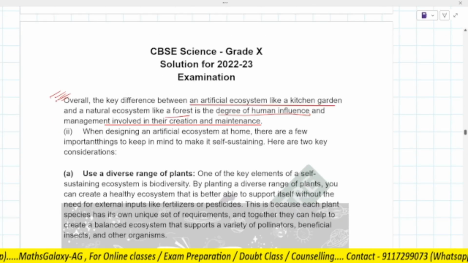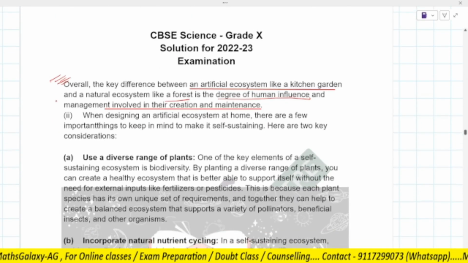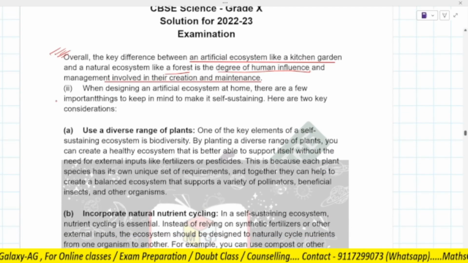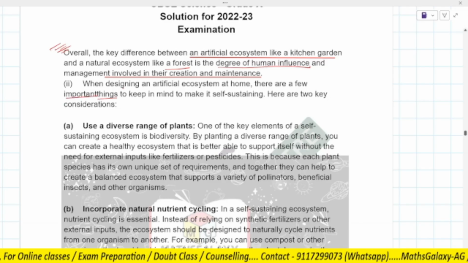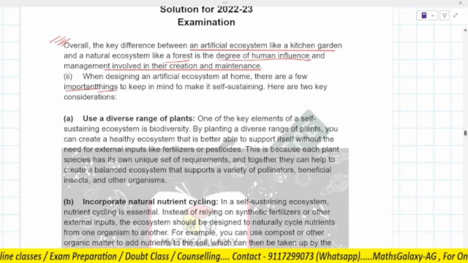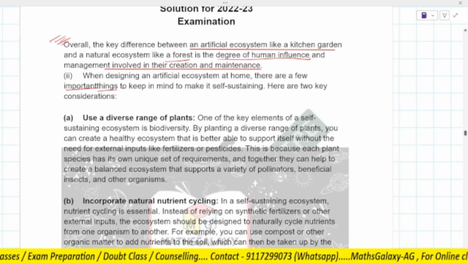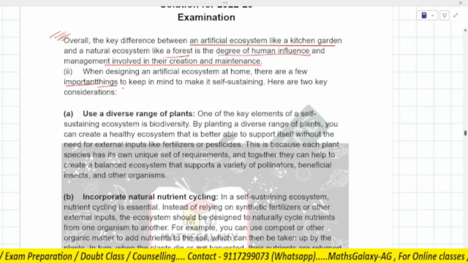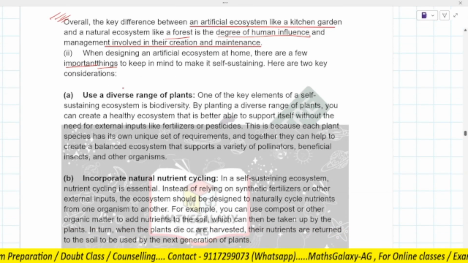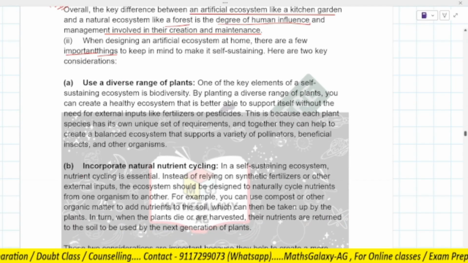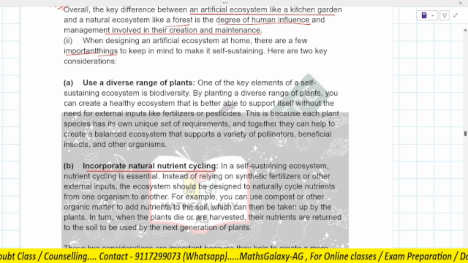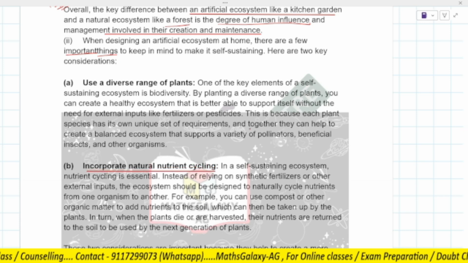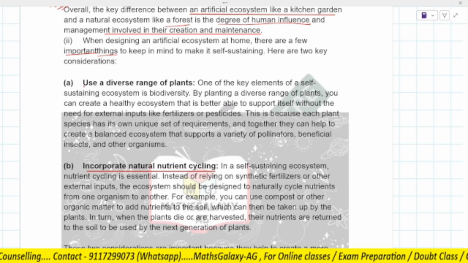Now let's see the second. It says that when designing an artificial ecosystem at home, there are a few important things. Here are two important things to keep in mind to make it self-sustaining. Here are two considerations: use a diverse range of plants, and incorporate natural nutrient cycling. Now one by one, see the point: use a diverse range of plants.